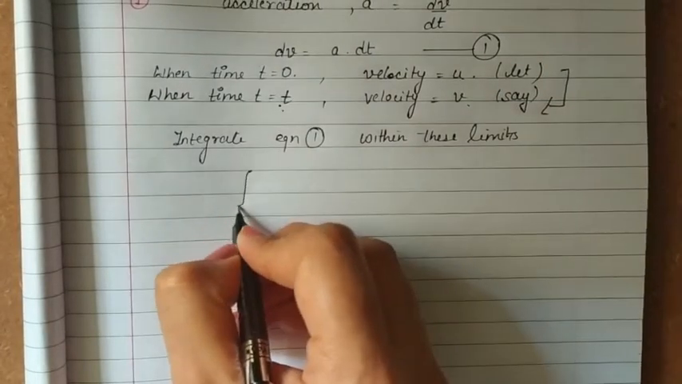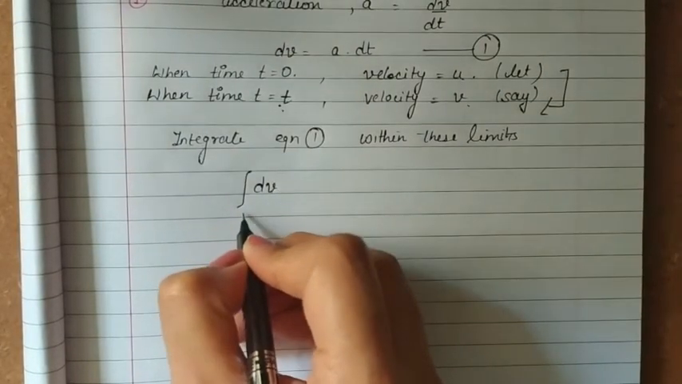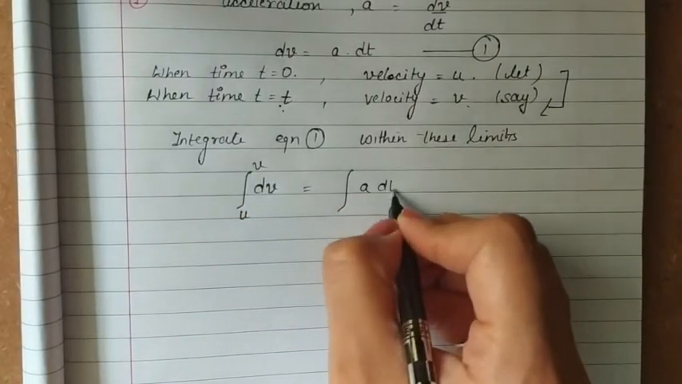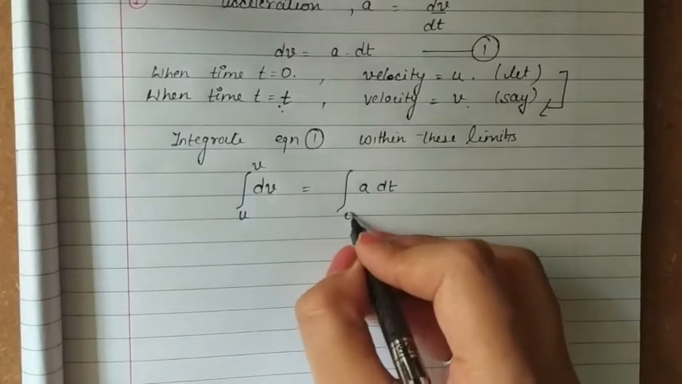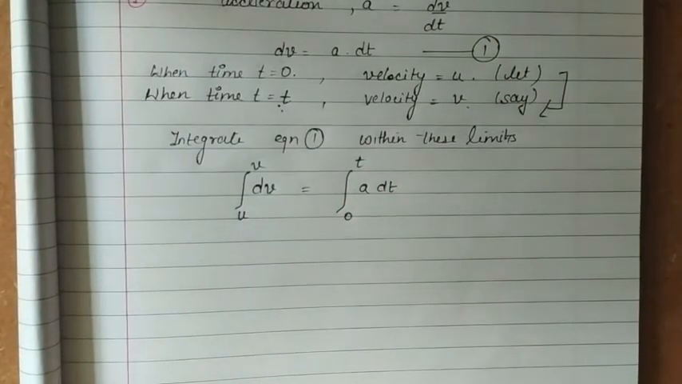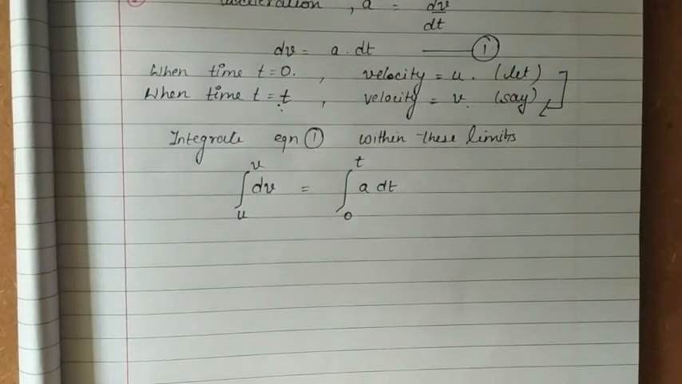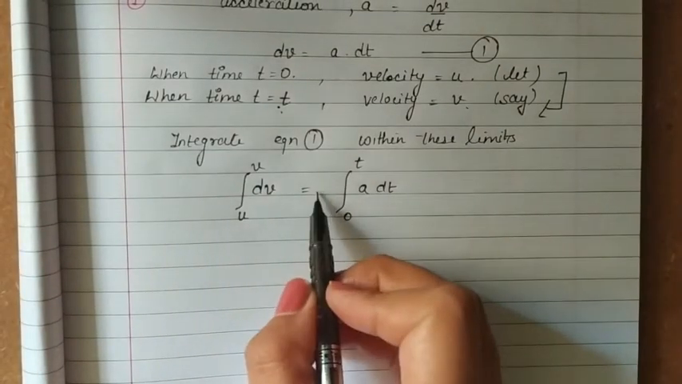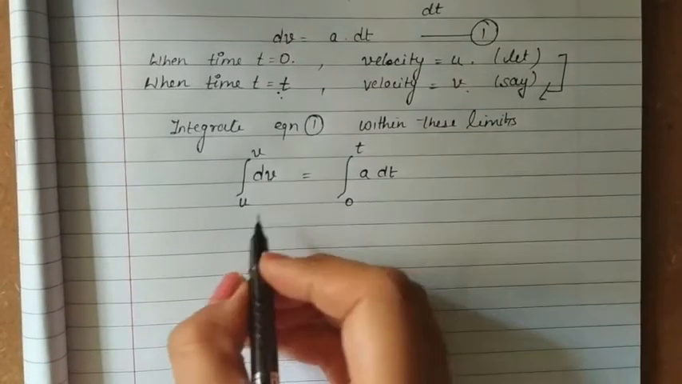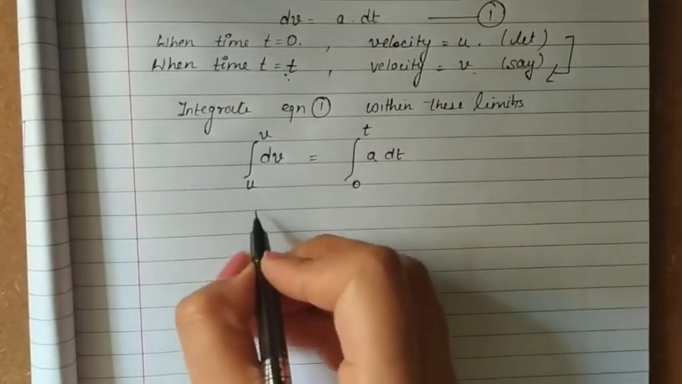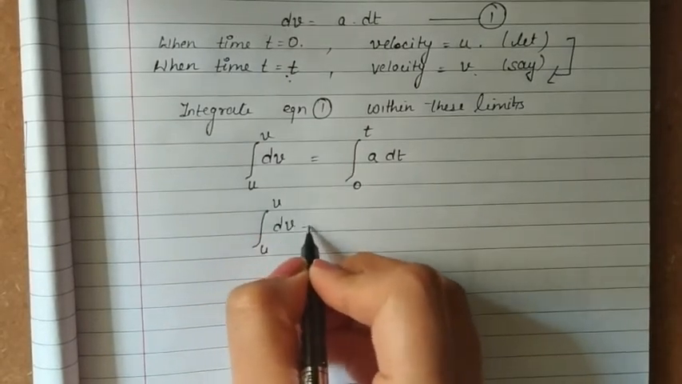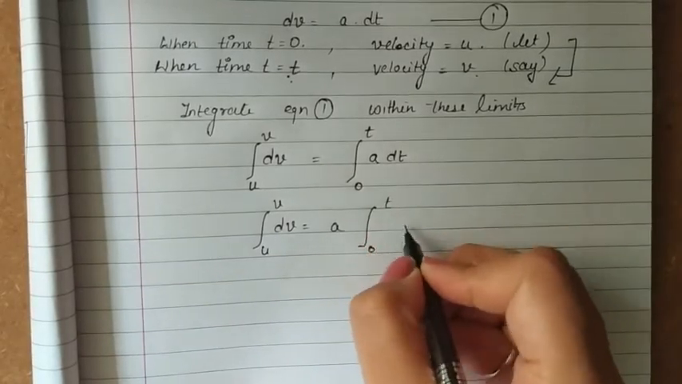So we can write it as integral of dv, and the limits for v are u to v, is equal to integral of a dt, and limits for t are 0 to t. Now the particle is moving with a uniform acceleration, as these equations are for uniformly accelerated motion, that means a is constant. So we can take a outside the integral, it is a constant, then we can write integral u to v dv is equal to a integral of 0 to t dt.